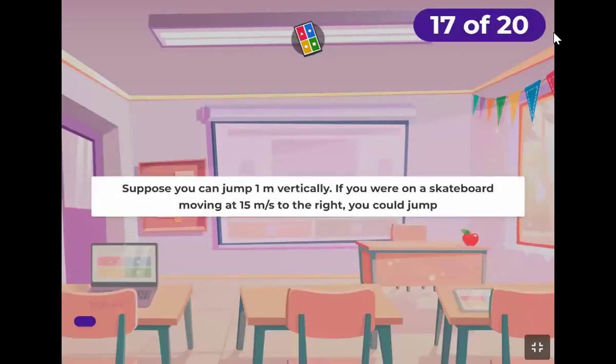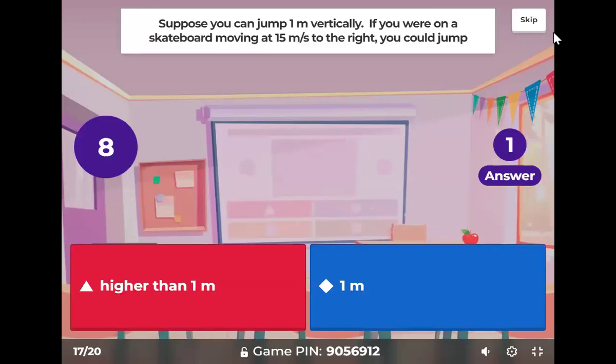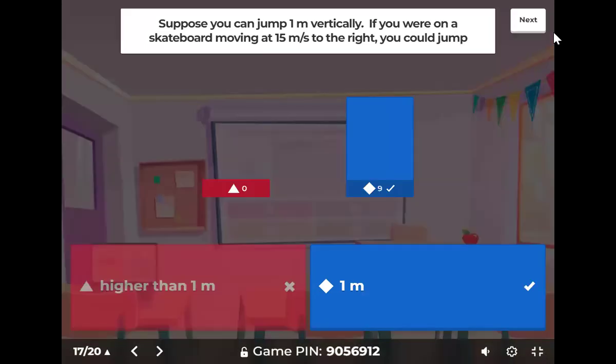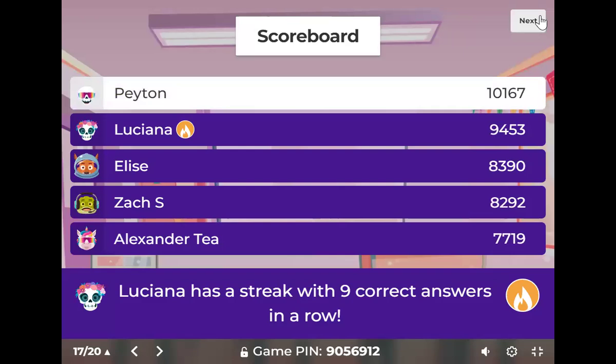Peyton in the lead. Suppose you can jump 1 meter vertically. Now, what if you're on a skateboard moving 15 meters per second to the right? Now you can jump how high? Is vertical motion and horizontal motion completely independent? Look at you guys. All right. Hey guys, what if you're standing on a boxcar of a train? Can you still only jump 1 meter up? 1 meter. There you go.